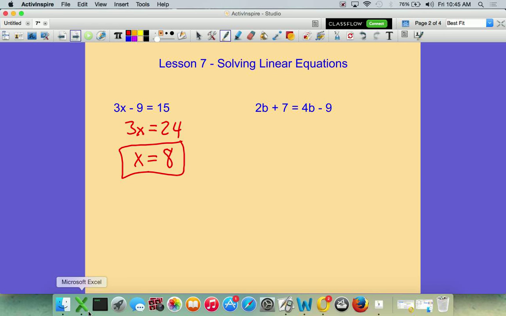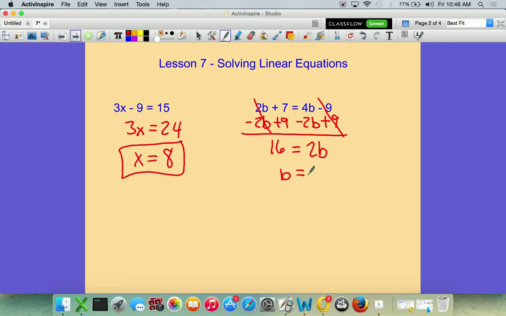Our next one, even though we have variables on both sides, they are the same variable. So we can combine these, subtract the 2b over to the right side. That means we've got to add the 9 to the left side. And when we do that, those go away and we're left with 2b equals 16, divide by 2, b equals 8. And once again, we can plug this back in. 2 times 8 is 16 plus 7 is 23. 4 times 8 is 32, minus 9 is 23. Those are the same, so that has to be our answer.